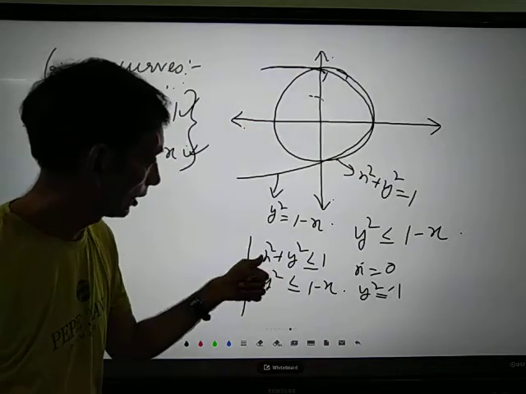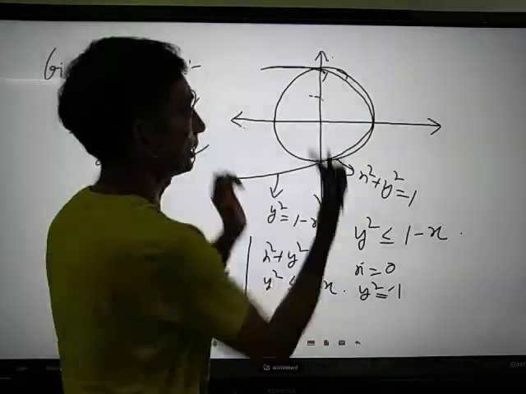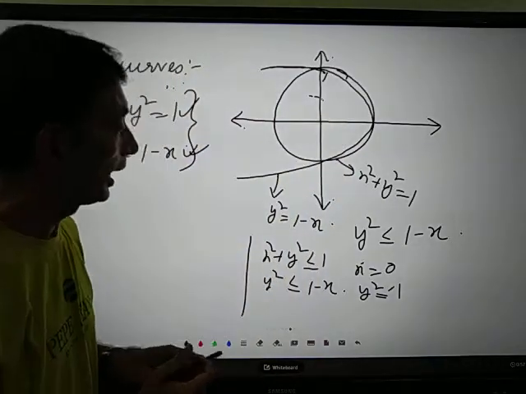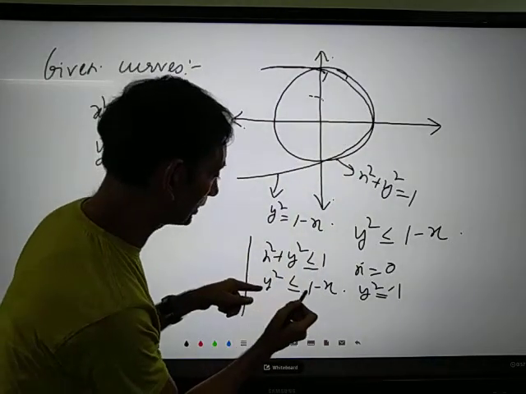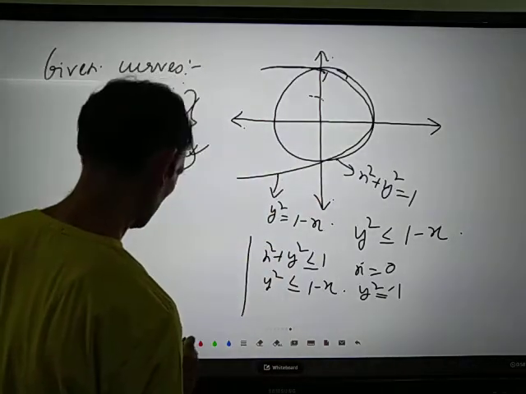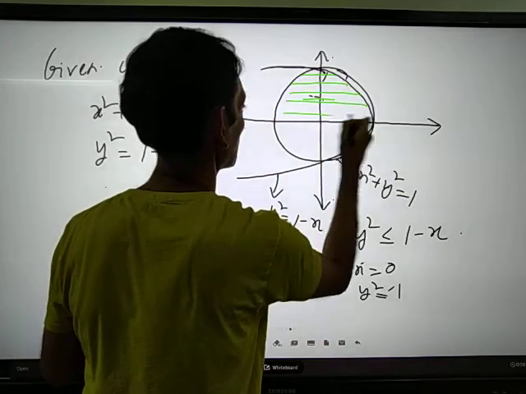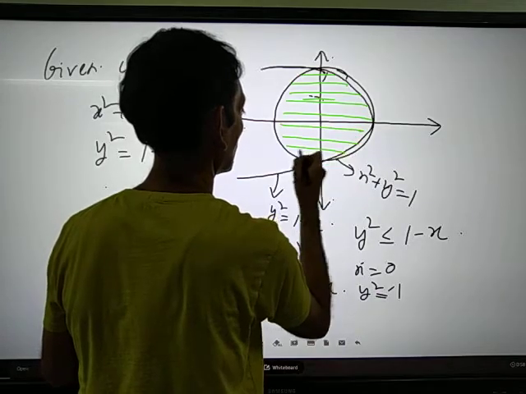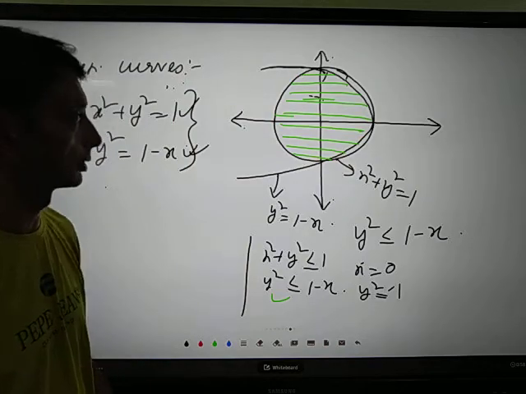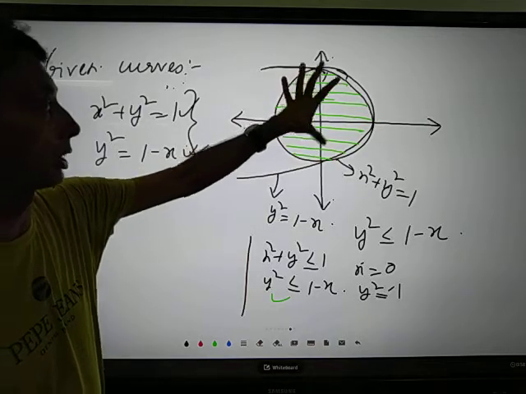So therefore, the inequality x squared plus y squared less than or equal to 1 gives us the area inside the circle, right? Inside the circle, that means this circle. And this one, y squared less than or equal to 1 minus x, this inequality gives us the area on this side. So we'll shade the common region. The common region will be this. So area will be along the focus for this parabola. Now this portion we are going to calculate the area.